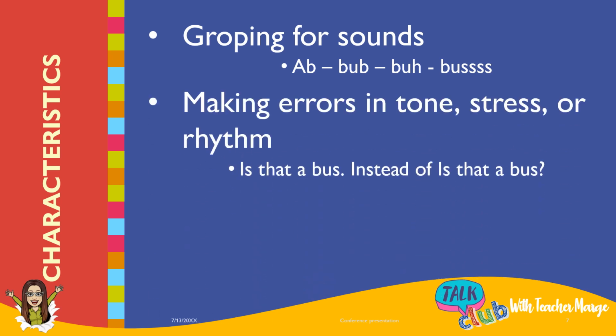There could also be an error in tone, stress, or rhythm, or what we call as prosody in speech. So instead, when you want to ask, is that a bus? You can say, is that a bus? So it's a monotone instead of having the correct intonation that makes it sound like a question. Is that a bus? So that is also a characteristic of apraxia of speech or AOS.